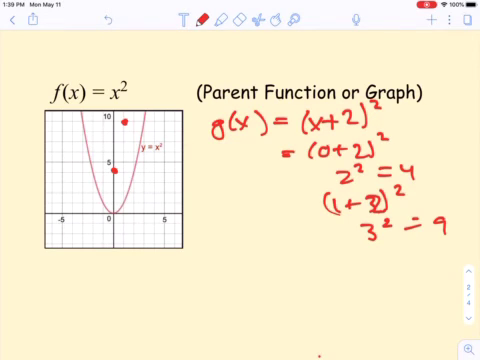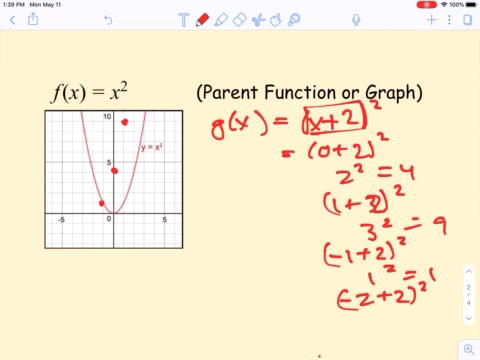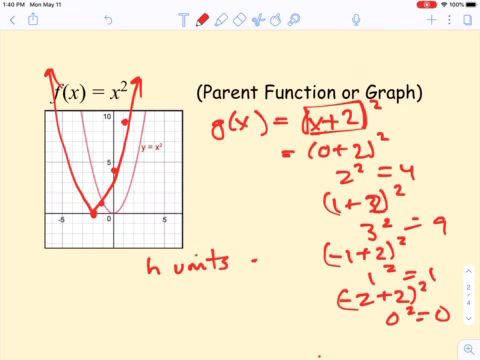Let's see how much it has shifted. If I put negative 1 in, you have negative 1 plus 2 squared, which is 1 squared, which is 1. So negative 1, 1. And then, what do I have to do to make this term 0? I put negative 2 in. When I put negative 2 in, it makes it 0 squared, which is 0. So this has taken this whole thing and shifted it this way. Just like the other one, this has moved it h units either to the left or to the right.